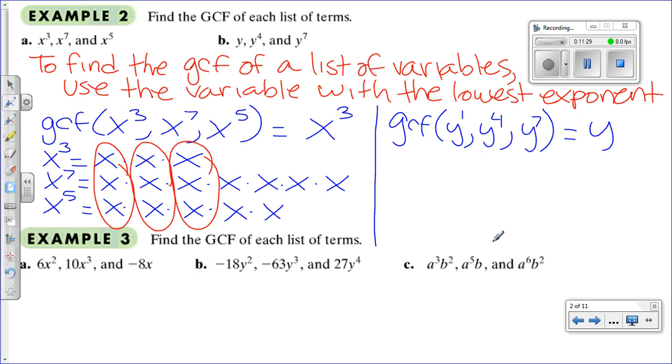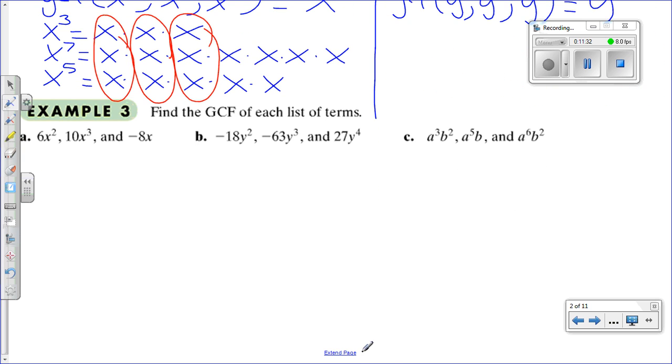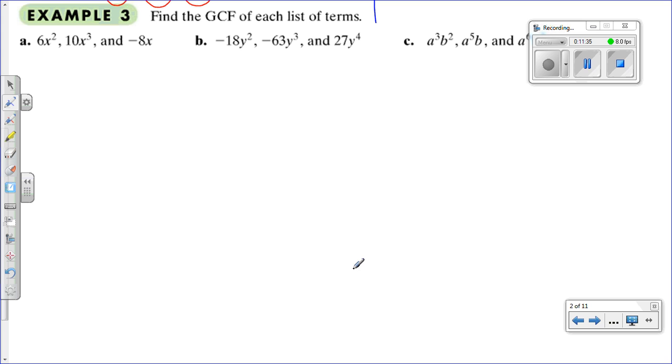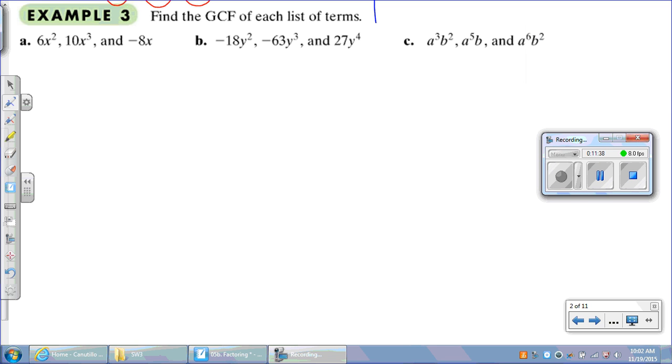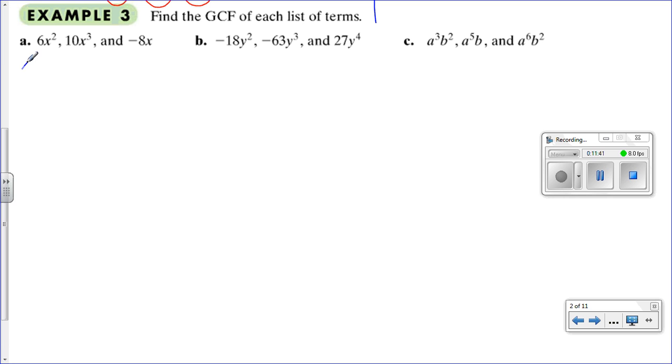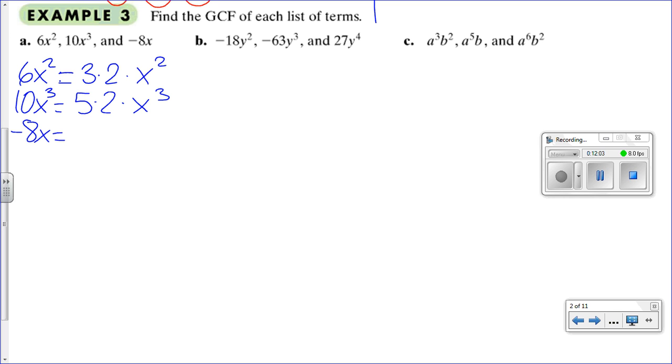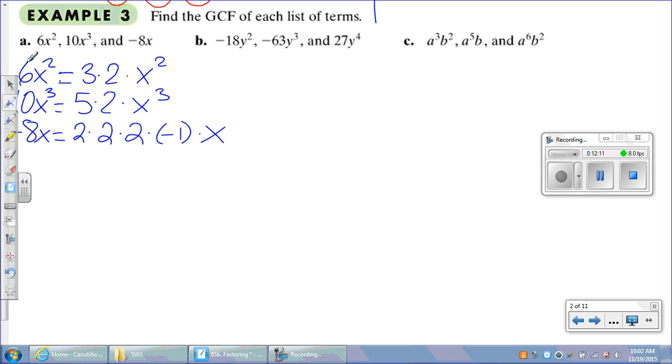All right, now let's work with numbers and variables. So when I say numbers, I mean they have a coefficient greater than 1. So first problem here, we have 6x squared. So I'm going to do the prime factorization of that. So that will be 3 times 2 times x times x, or simply x squared. Now we have 10x cubed, and that will be 5 times 2 times x cubed. We have negative 8x, and so it will be 2 times 2 times 2 times negative 1, of course, and then times x. So let's see, what do they have in common?